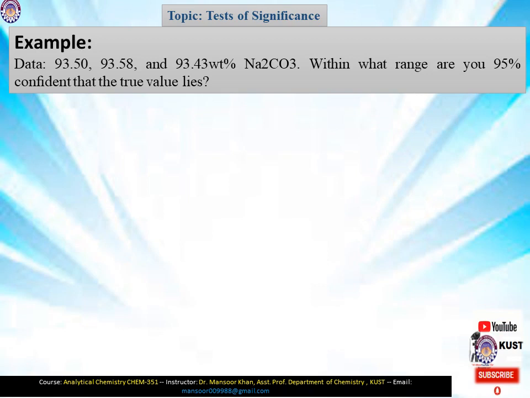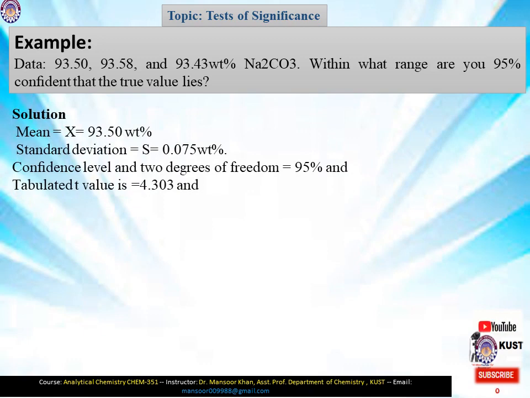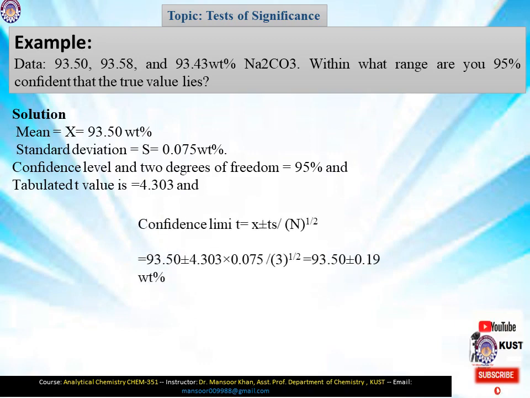The data shows the results which were obtained during the titration study. The data consists of 3 readings, because it is a rule in analytical chemistry that each operation is performed 3 times, and this is also needed for the calculation of standard deviation. The data are 93.50%, 93.58% and 93.43% by weight of sodium carbonate present in that particular commercial washing soda.